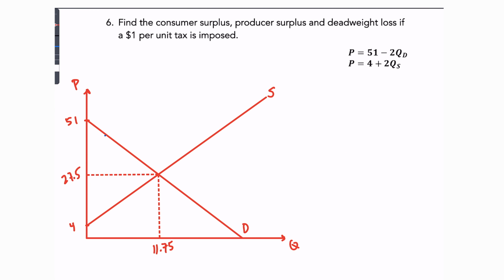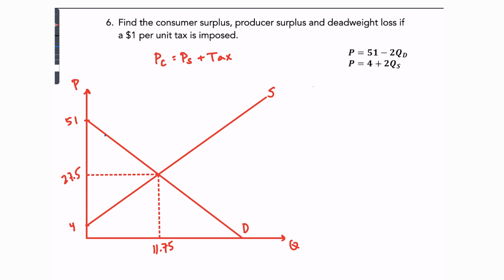Question number 6. We've asked you this time, what would be the consumer and producer surplus and deadweight loss if a $1 per unit tax is imposed? So this one has a few more steps. And the first step should always be to add the tax to the price in the demand equation. And that is because the consumer will pay the price that the supplier sets plus tax. So think of it as the price the consumer pays is the price the supplier sets plus tax.